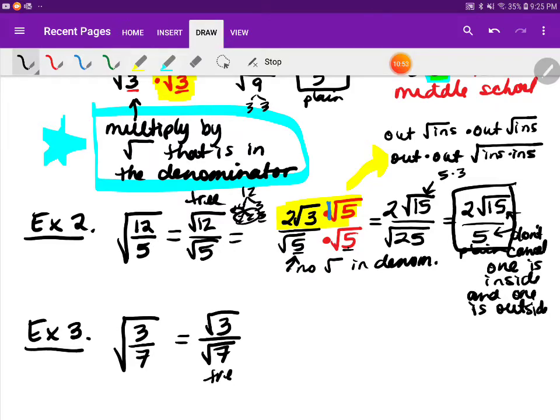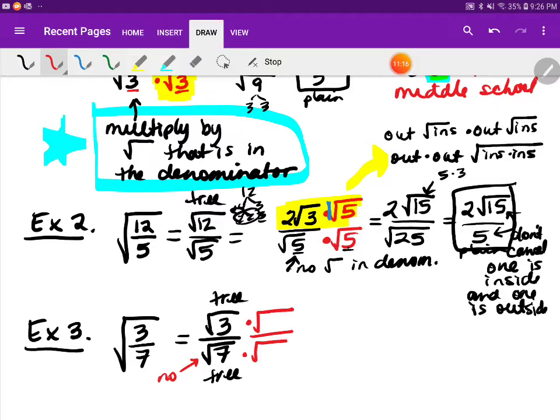Tree, no. Tree, no. So try to think of what you need to multiply by. So I'm not supposed to have the square root in the denominator. So this is not allowed. So I have to multiply by a square root, a matching square root. The top and the bottom have to have the same square root.